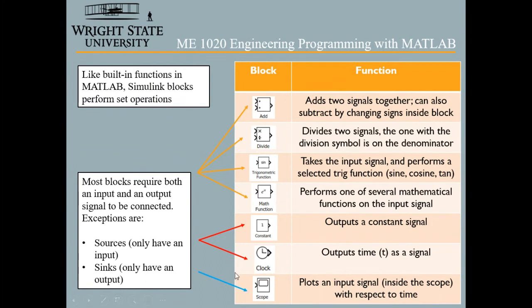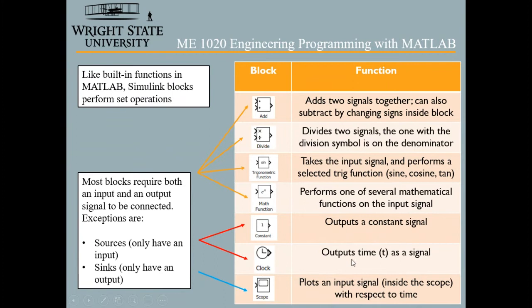A sink is something like a display or a scope, or a terminator, where you have a line going somewhere and you just want to end it. Typically, you're going to be using sources in your models to actually calculate something in an equation. Typically, a sink you're using for some other reason. In this case, a scope plots an input signal, so if you had something going into a scope, it would make a plot for you with respect to time.